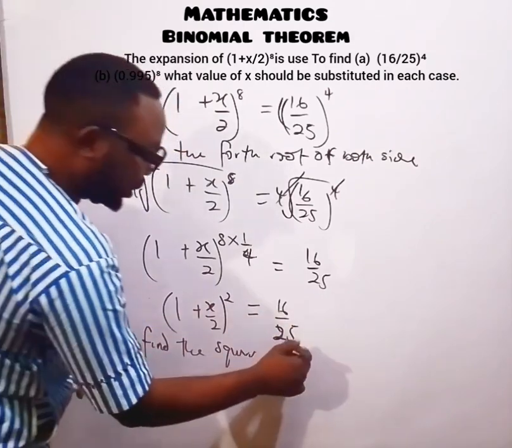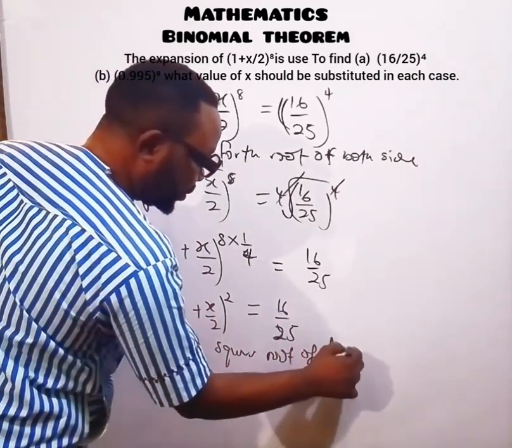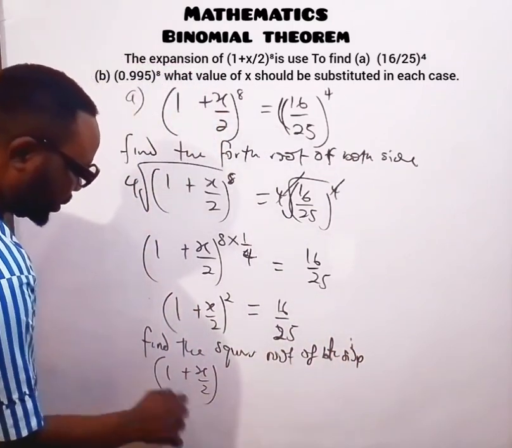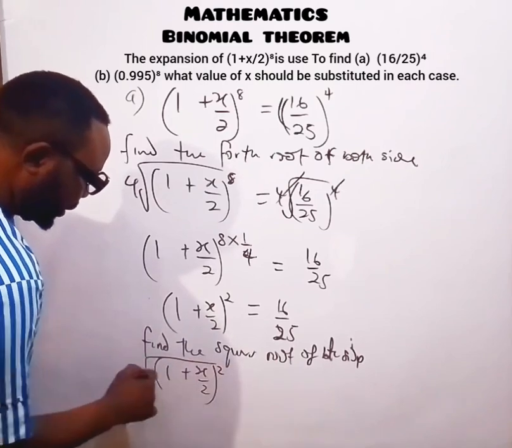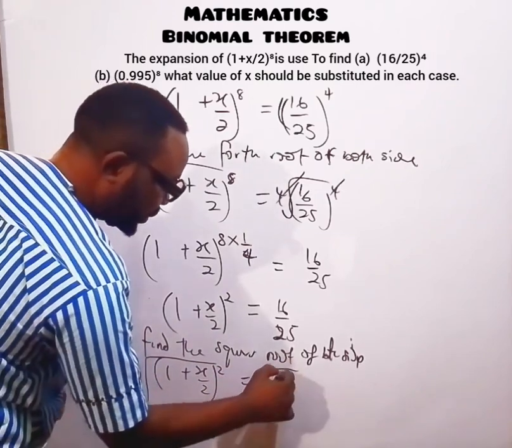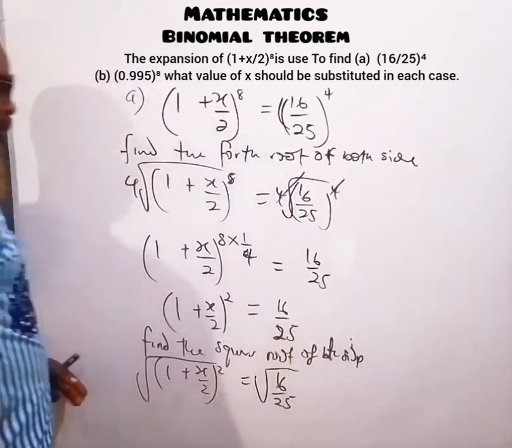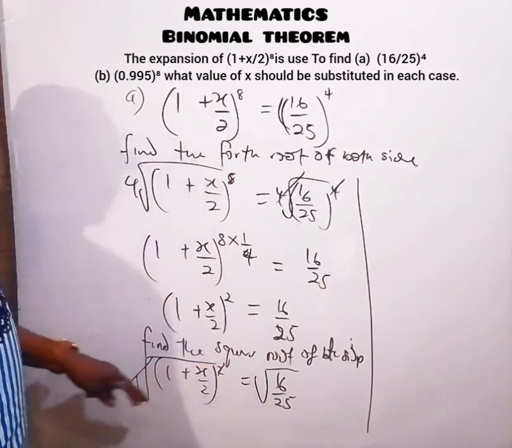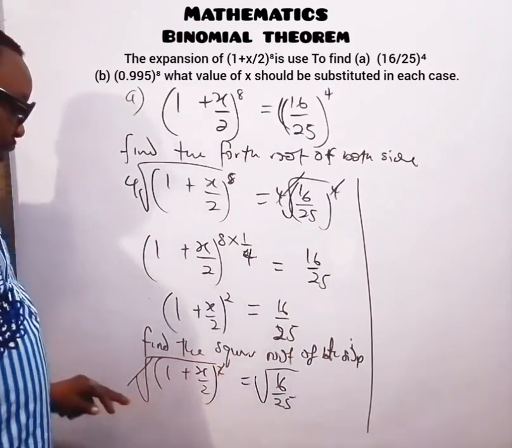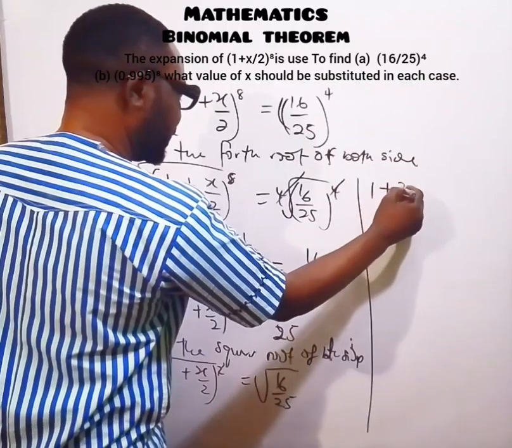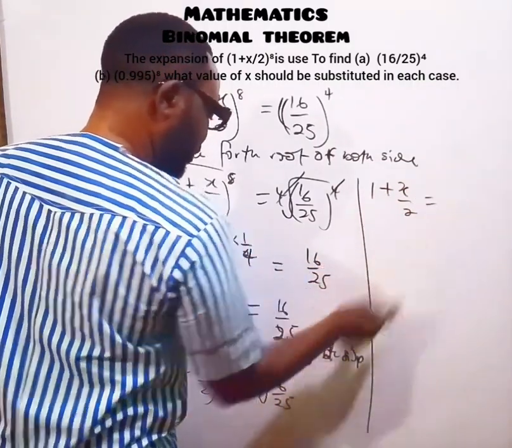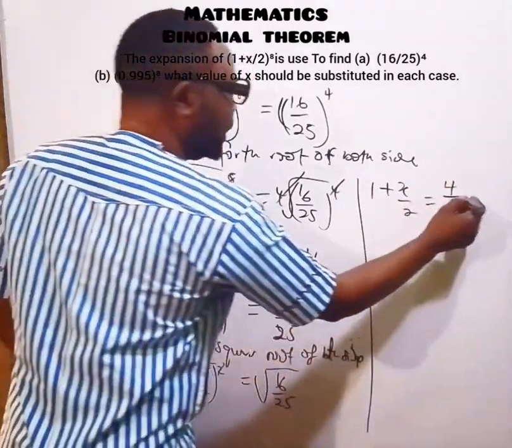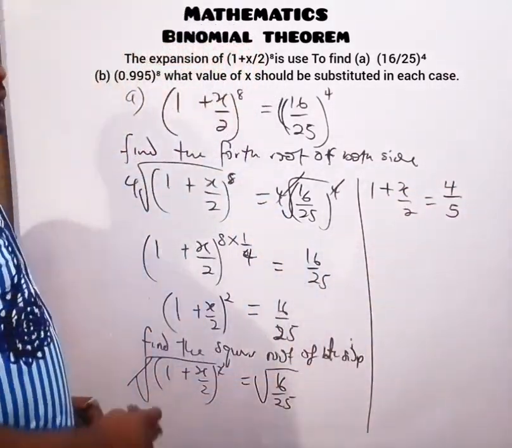Because we are having 2 there, that's why we call it the square root of both sides. So we are having 1 plus x over 2 raised to the power of 2, square root of it, equal to the square root of 16 over 25. The square root will cancel the square out, leaving behind 1 plus x over 2 equal to, what is the square root of 16? That is 4. And what is the square root of 25? It is 5.